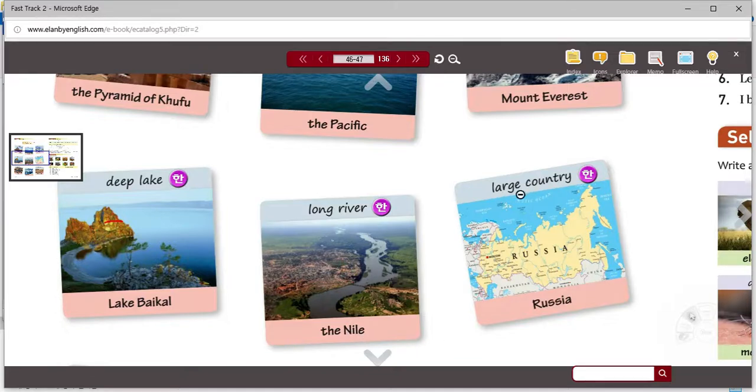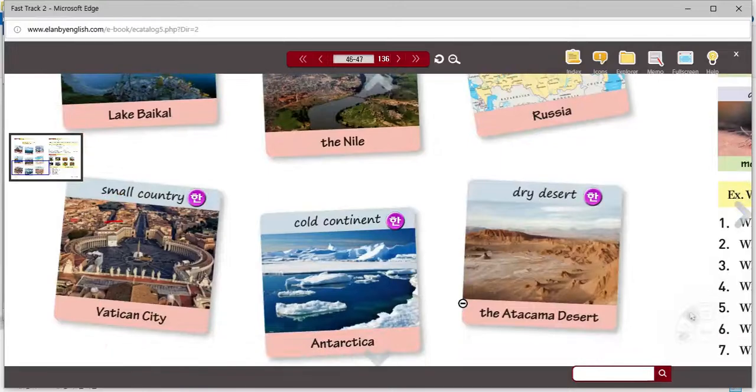What's the largest country in the world? It's Russia. What's the smallest country in the world? It's the Vatican. Vatican City is the smallest country in the world. You can see most of it in this picture.